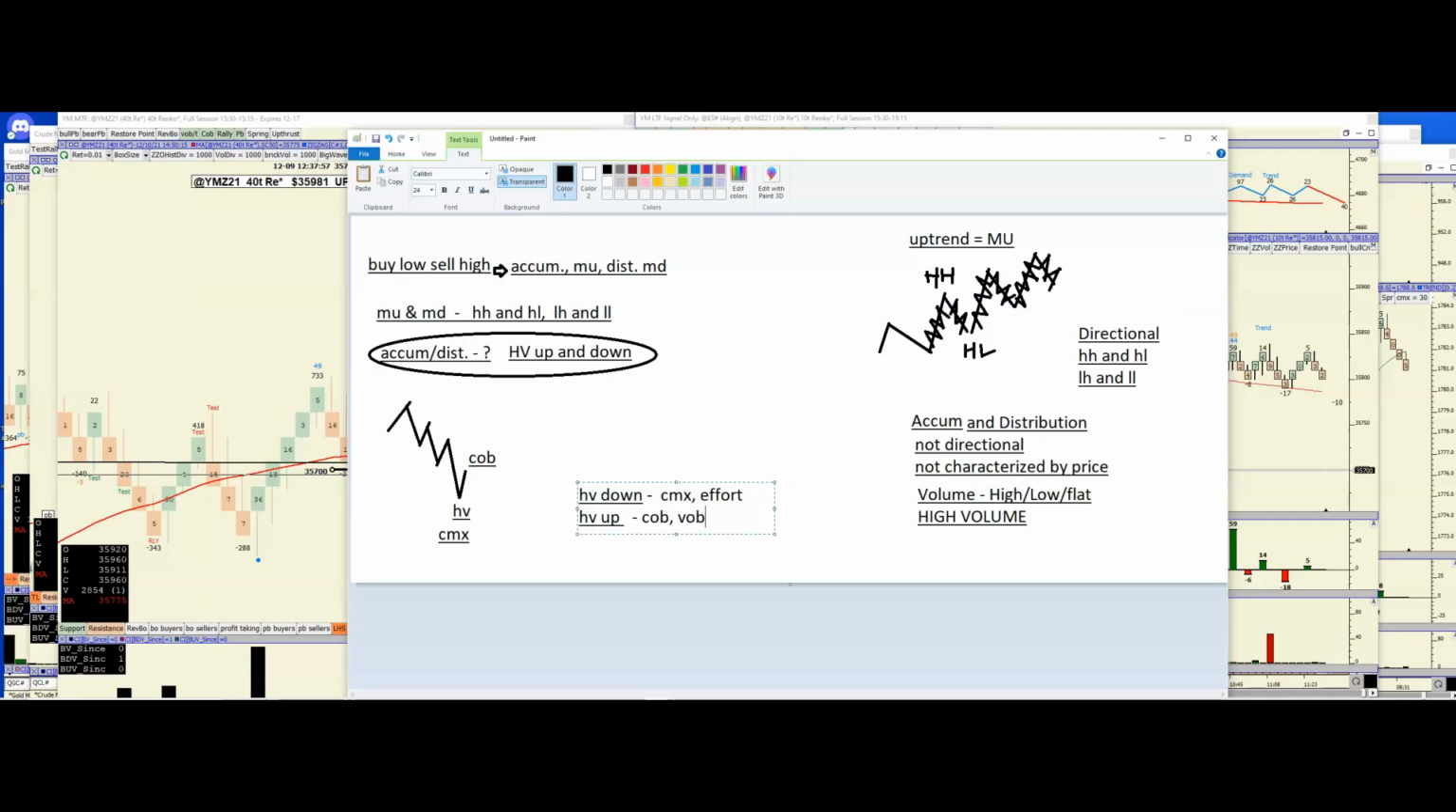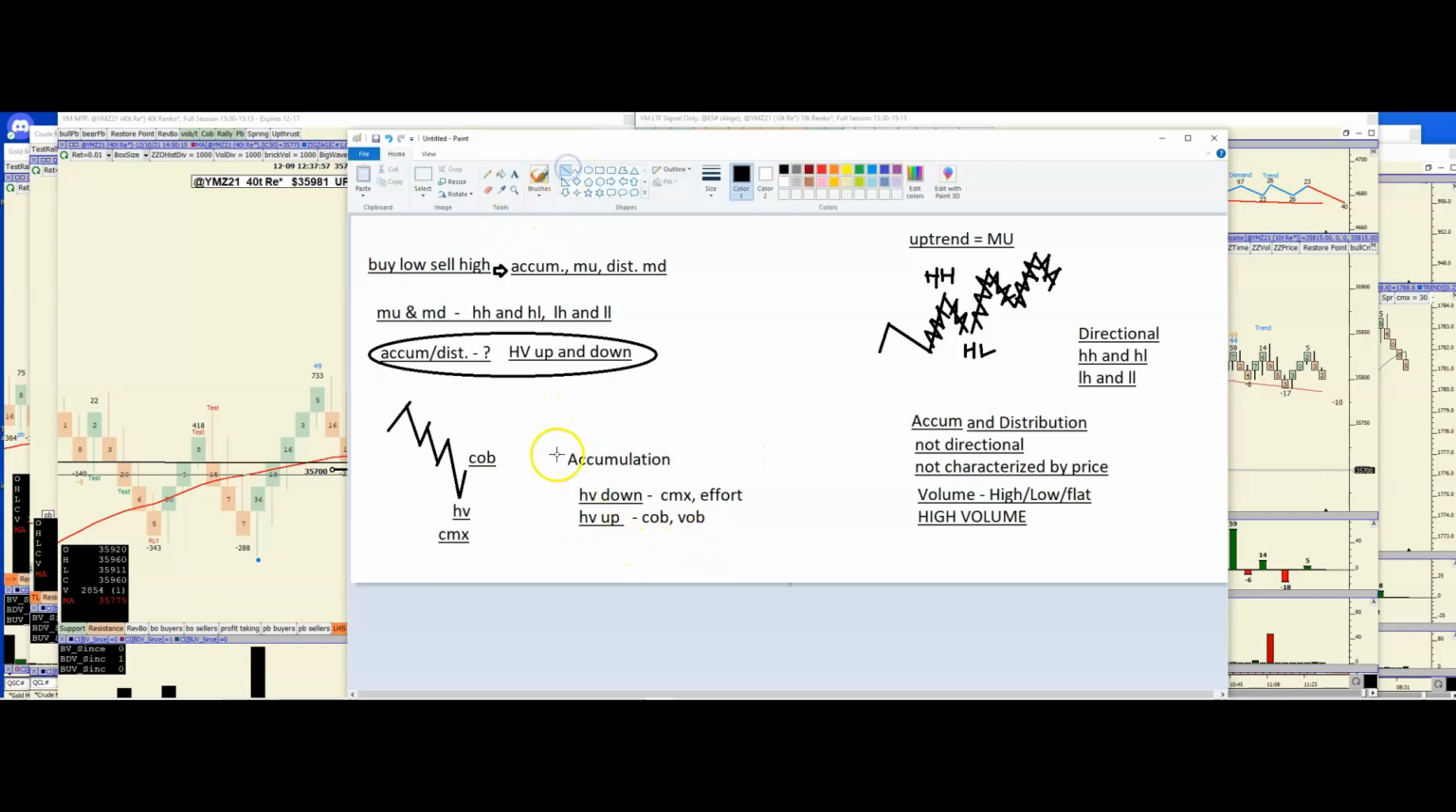All right. That's basically it. These four behaviors describe high volume up and high volume down, and they are found in accumulation, at least on the left-hand side. The left-hand side of accumulation, typically this is what you'll find.